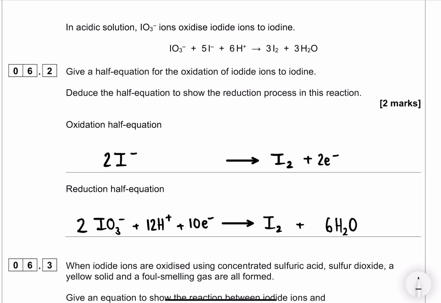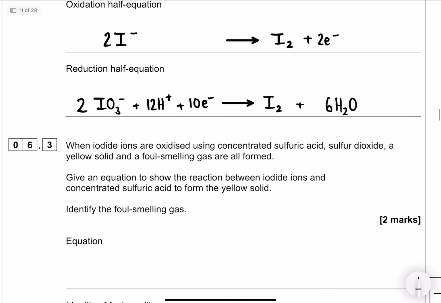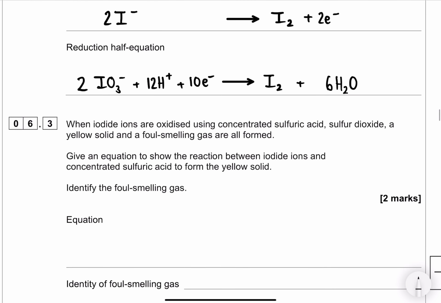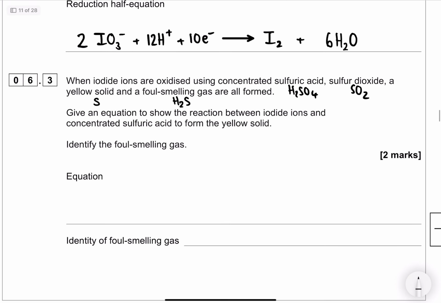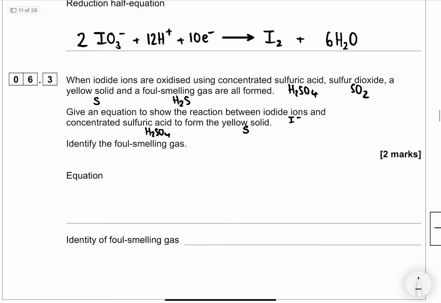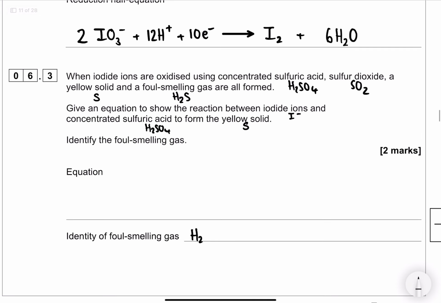electrons on the left. When iodide ions are oxidised using concentrated sulfuric acid, that's H2SO4, sulfur dioxide, a yellow solid, and a foul-smelling gas are all formed. Well, our yellow solid is sulfur, and our foul-smelling gas is H2S. Give an equation to show the reaction between iodide ions, I-, and sulfuric acid to form the yellow solid S. And then it says identify the foul-smelling gas, which we've already done, H2S.